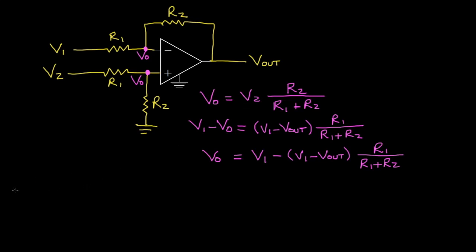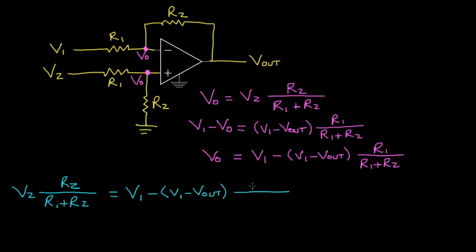So let's see, we have V2 times the ratio of R2 over R1 plus R2, and that's equal to, well, that's V0, so V0 is also equal to V1 minus V out times R1 over R1 plus R2. Now I'm going to multiply both sides of this equation by R1 plus R2.